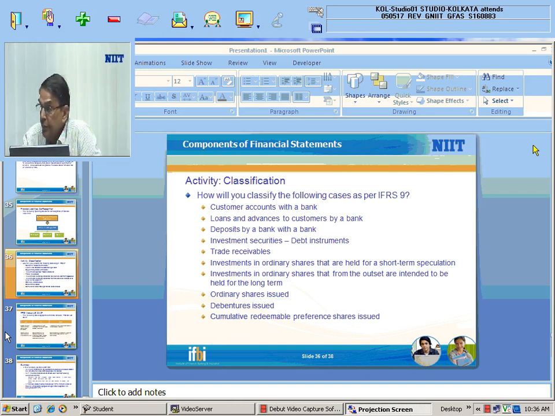Trade receivables. Trade receivables in the balance sheet of a company, whether it should be considered a financial asset or a financial liability. Trade receivables. No response yet? What about trade receivables? Is it a financial asset or a financial liability? Trade receivables. It's a financial asset. Very good, Rituparna. And it is measured again at amortized cost.